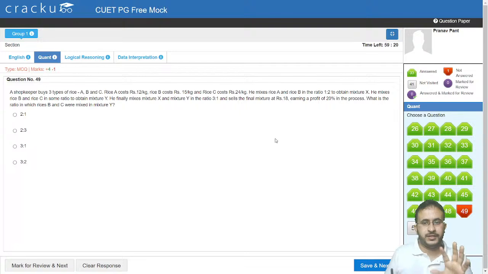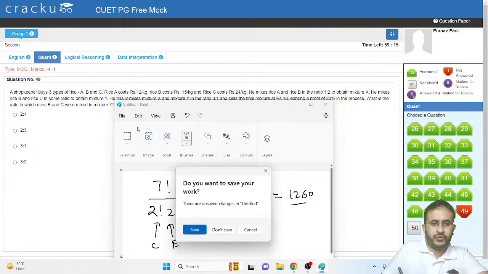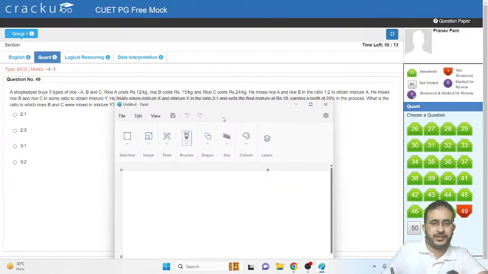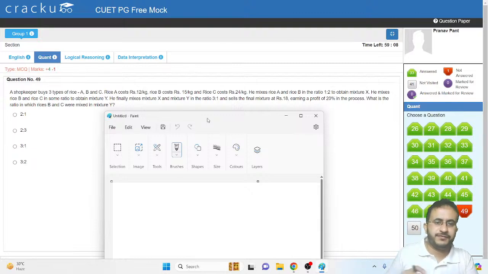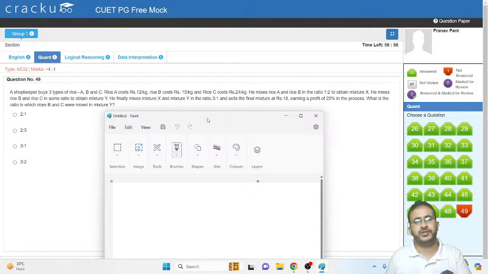Now, except 2 3 questions like this, this is one of the questions which I look at as a good one. Good one means it will take time, it won't be solved directly. A person buys 3 types of rice A, B, C. A costs 12, B costs 15, C costs 24. A and B are mixed in the ratio 1:2. Then he mixes B and C in some ratio to get Y. He finally mixes X and Y in the ratio 3:1 and sells the final mixture at 18, earning a profit of 20%. What is the ratio in which B and C were mixed? Now this is a difficult question, okay?